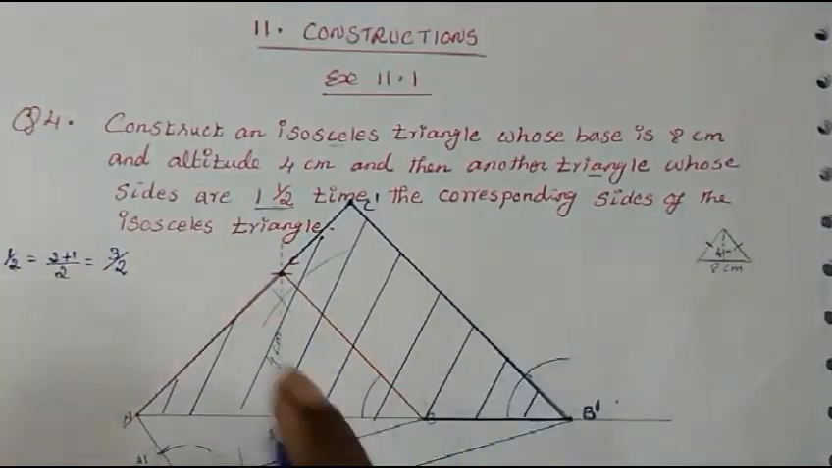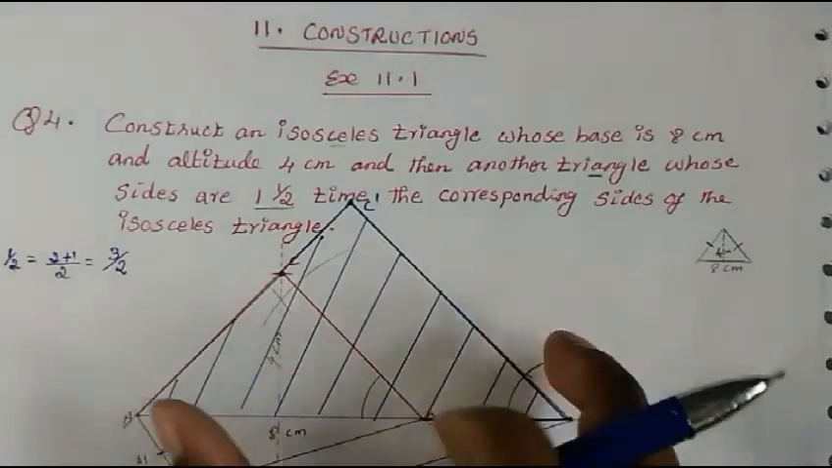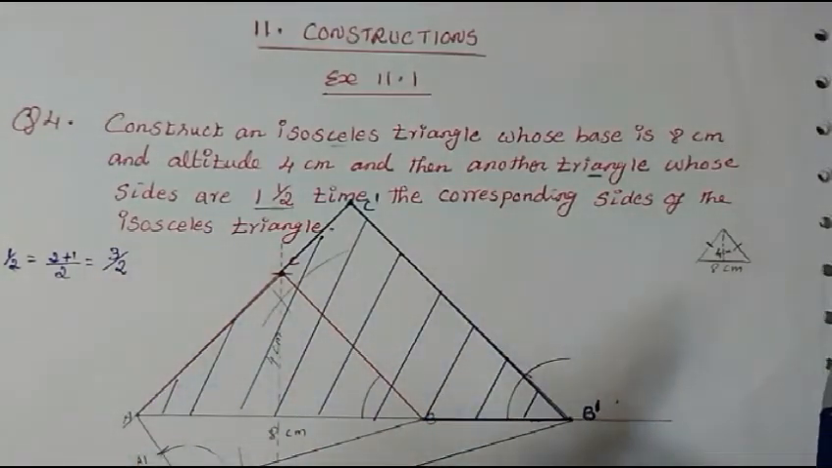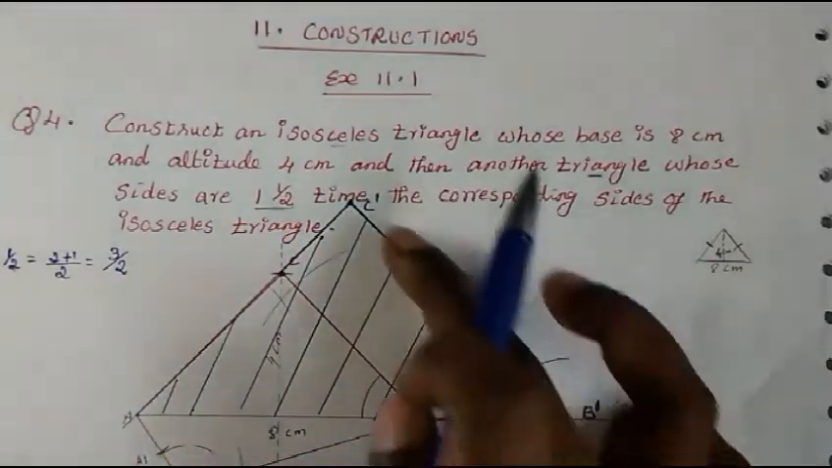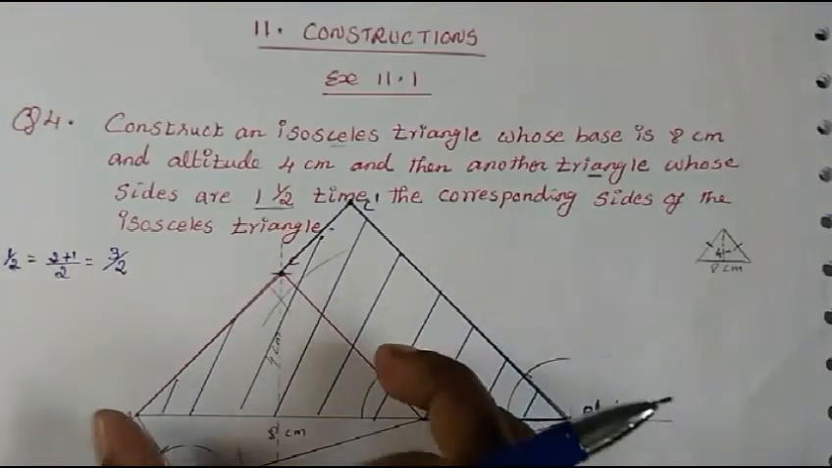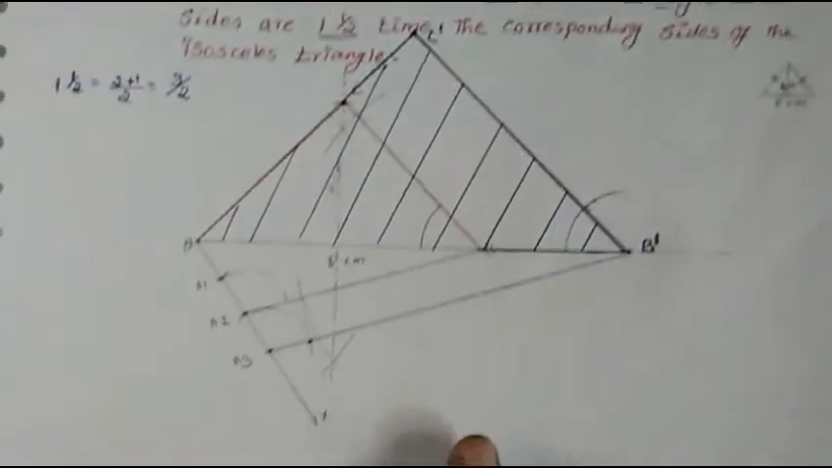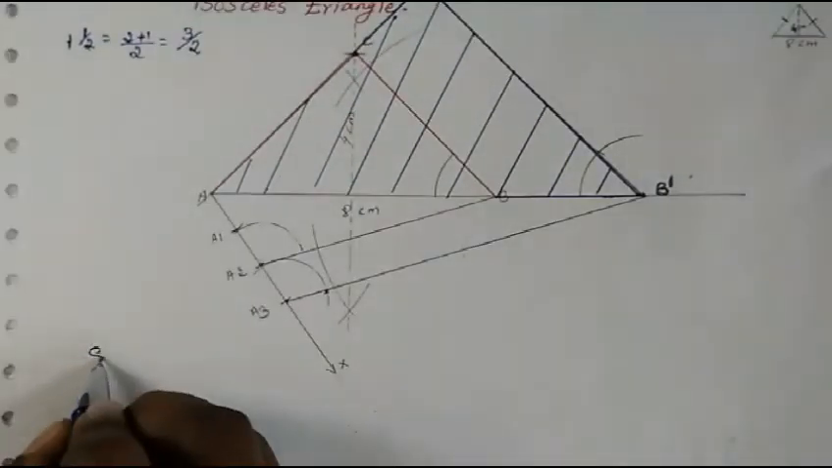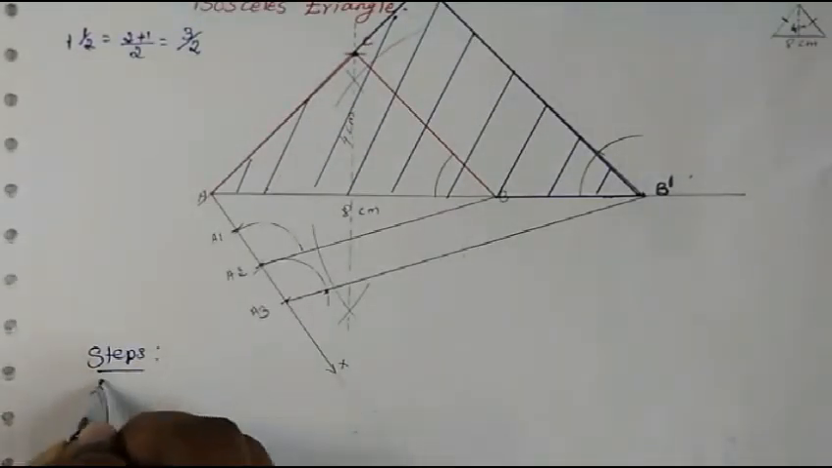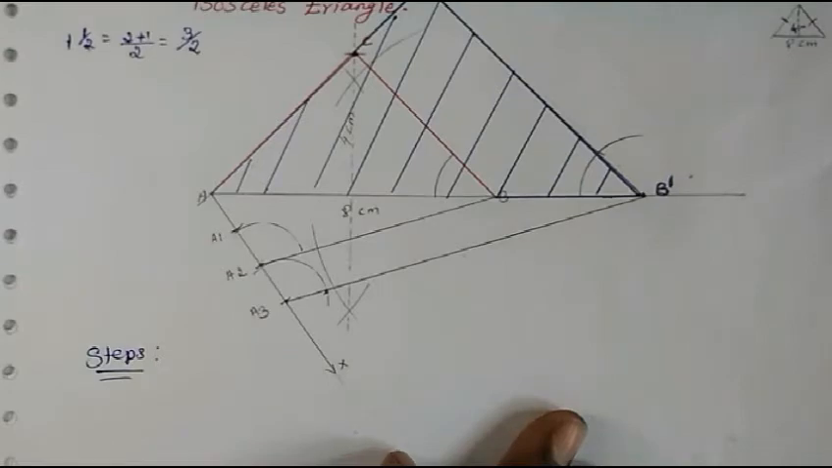Okay, I told you when the numerator is bigger, the triangle that we construct also becomes bigger. So this is the corresponding triangle that we have constructed for this given triangle. Now the steps you have to write compulsorily. Kindly write as you have done it.